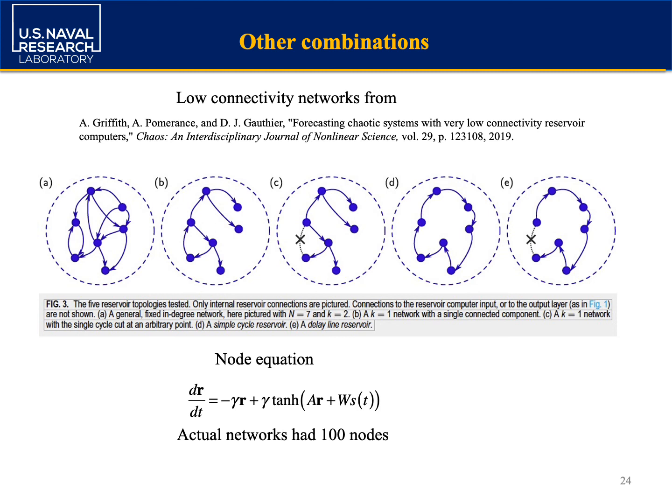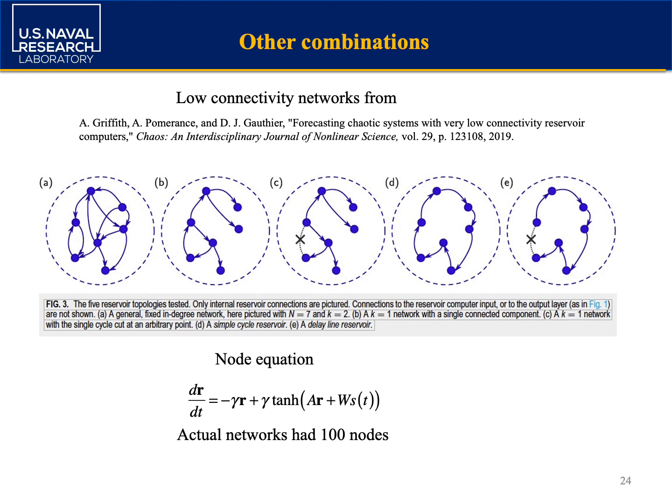So they have one network where they have a fixed in-degree network. The fixed in-degree k is 2. Another network has an in-degree of 1 with a single connected network, that's B. And C is a network with an in-degree of 1 and a single cycle, which is then cut at an arbitrary point.